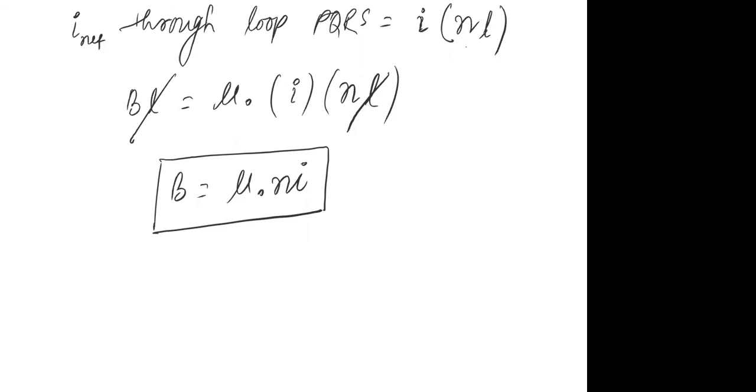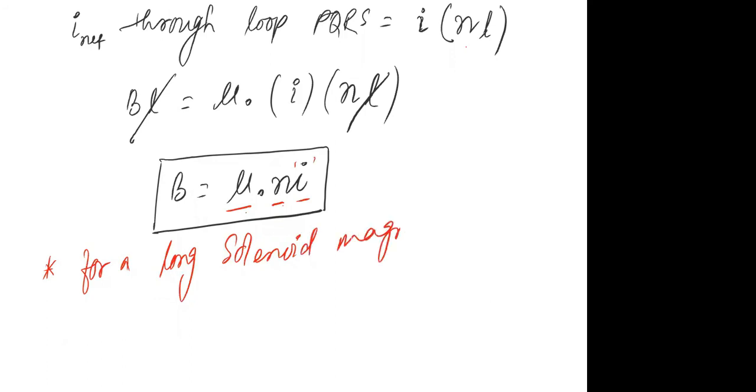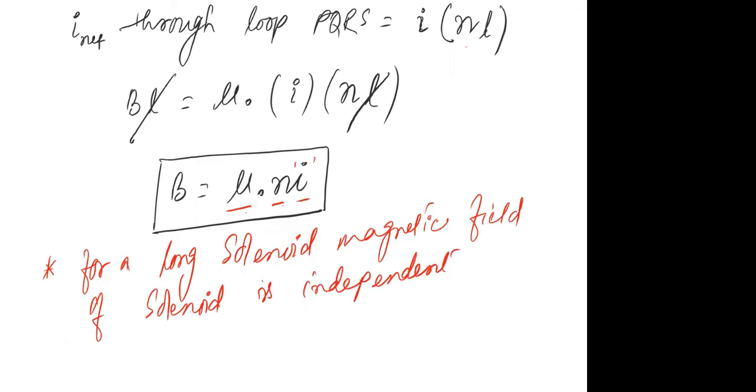If you look at this formula, it depends on three parameters. One is mu naught, which is permeability. n is the number of turns per unit length, and I is the value of current. It is independent of the length of the solenoid. Try to understand, for a long solenoid, remember this. If you have a long solenoid, the magnetic field of the solenoid is independent of length, provided you have a long solenoid.